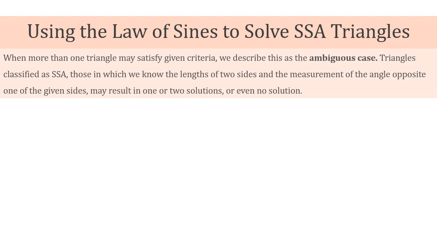So when we're dealing with side-side-angle triangles, we have to be careful. When more than one triangle may satisfy given criteria, we describe this as what is called the ambiguous case. Triangles classified as SSA, and only SSA, are those in which we know the lengths of two sides and the measurement of the angle opposite one of the given sides. In that scenario, it may result in either one solution, meaning one triangle, two solutions, meaning two triangles, or no solutions, meaning no triangles.